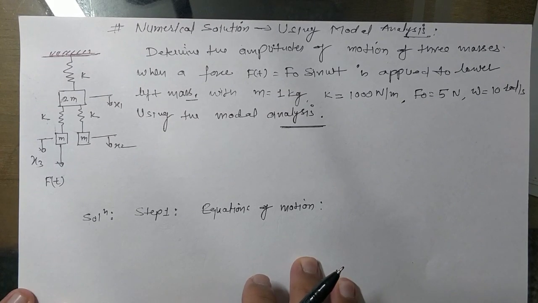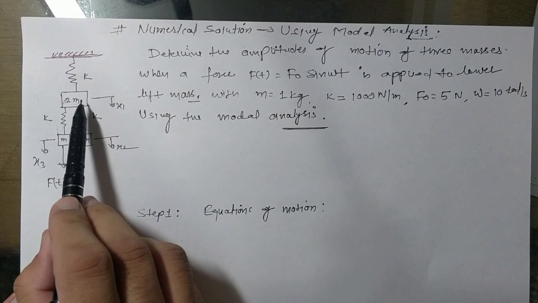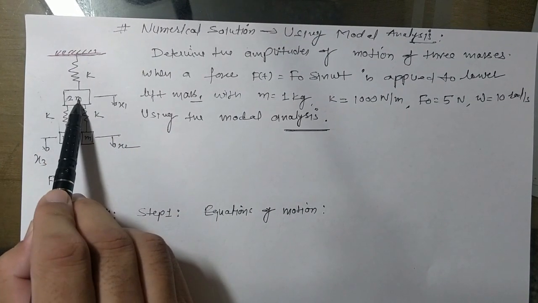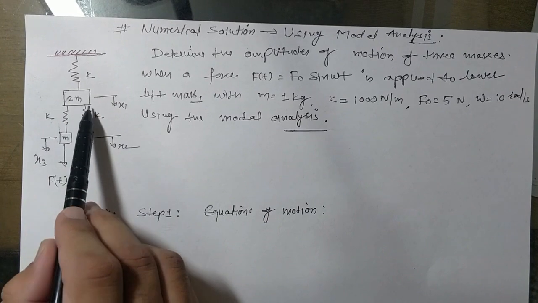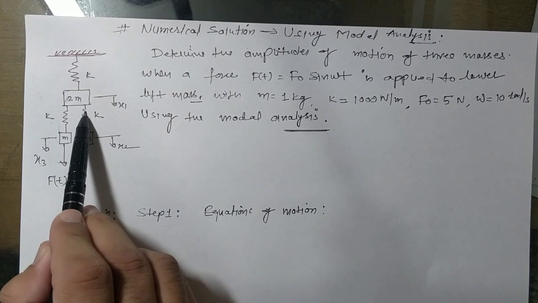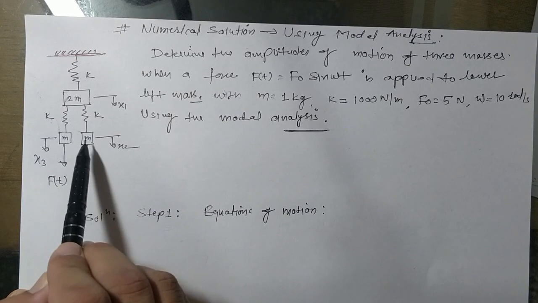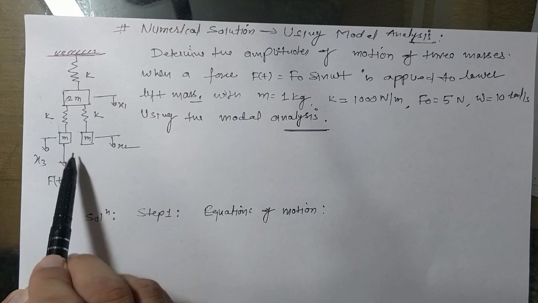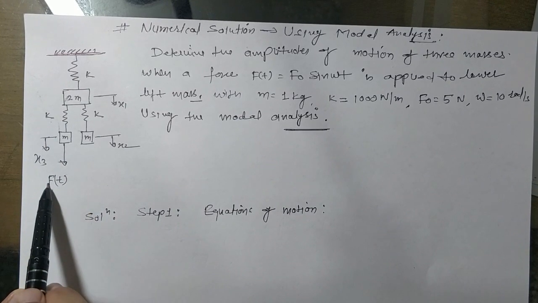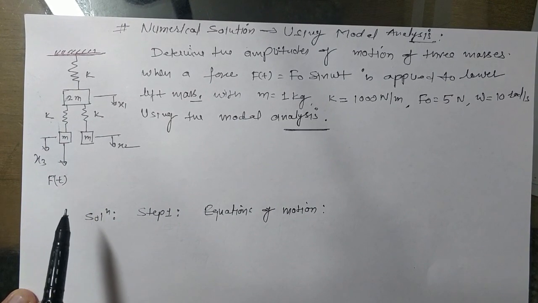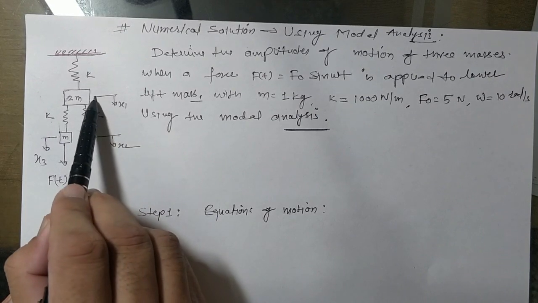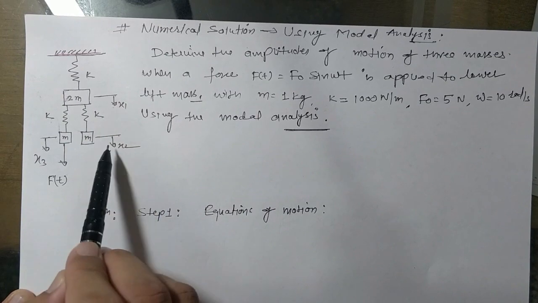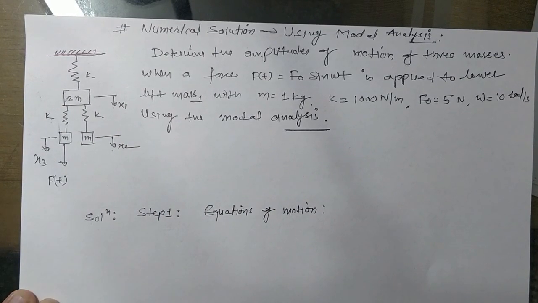In this problem we are given three masses connected like this. There is one spring, this is a mass of 2m, and it is attached to two masses with the help of springs. There is one mass m and another mass m, attached with springs k, and this is excited by an external force F(t). So this is a 3 degree of freedom system. This is x1, this is x2, and this is x3.